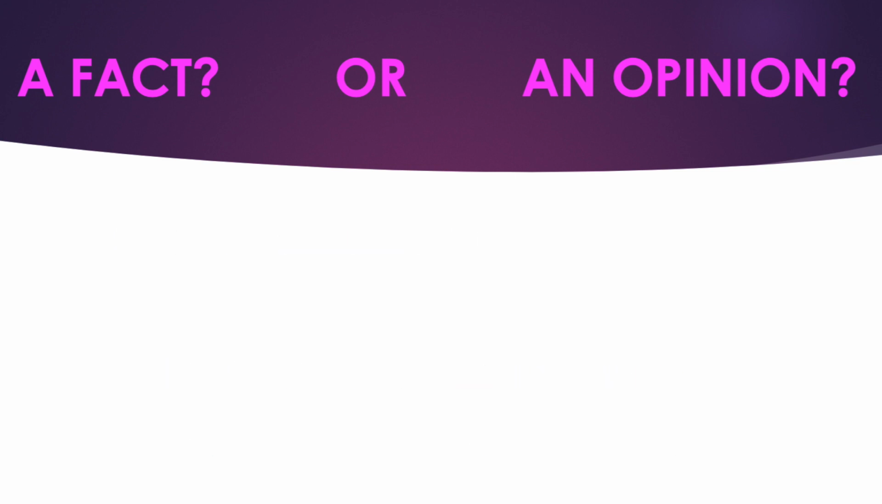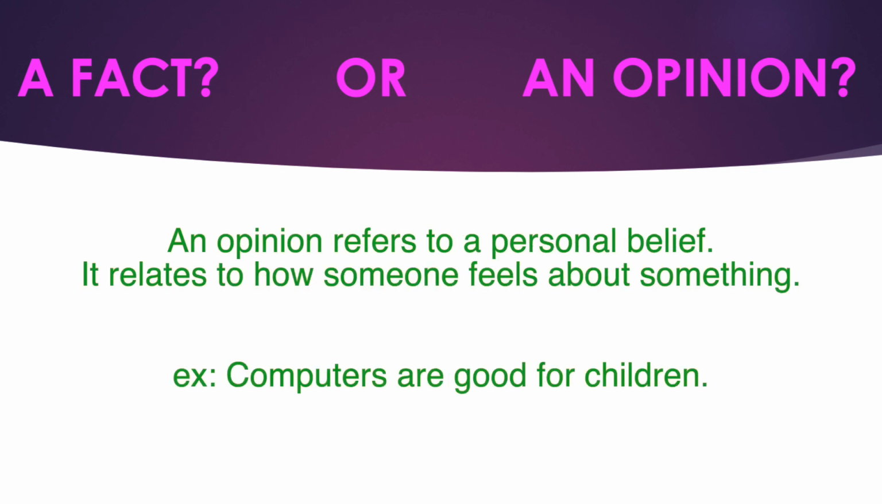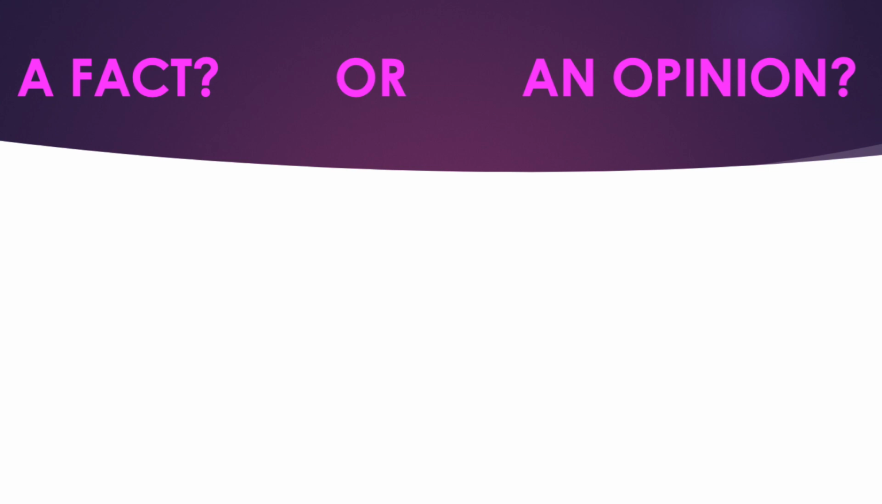However, an opinion reflects someone's views, beliefs, personal perspectives, or values. It relates to how someone feels about something. Others may agree or disagree with an opinion, but they cannot prove or disprove it. For example, computers are good for children. This is an opinion because many people would disagree with this idea. There is no way to prove it to be true.